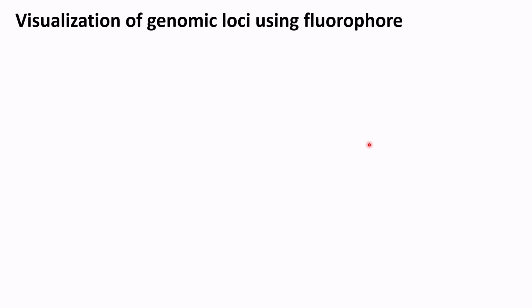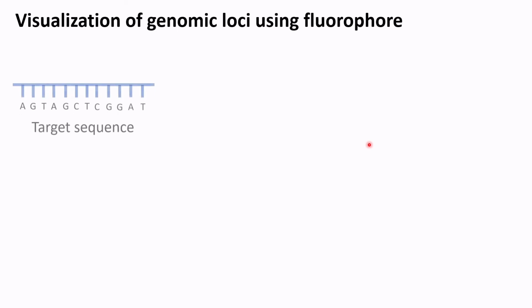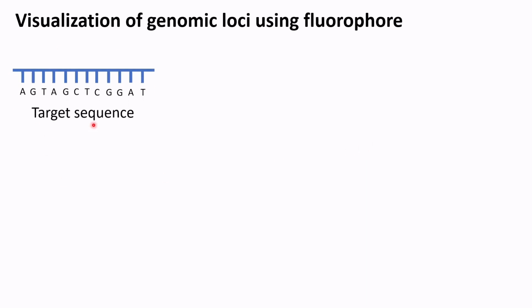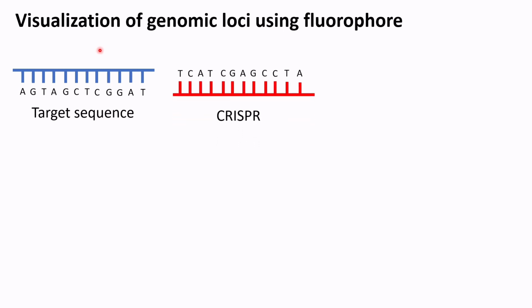Visualization of genomic loci using fluorophore. Suppose you need to identify a special sequence in DNA. This is the sequence. You need to identify this sequence in DNA. But you don't know where that sequence is located in genome. You design your CRISPR RNA based on that. It should be complementary to that target site. So, this is your CRISPR.